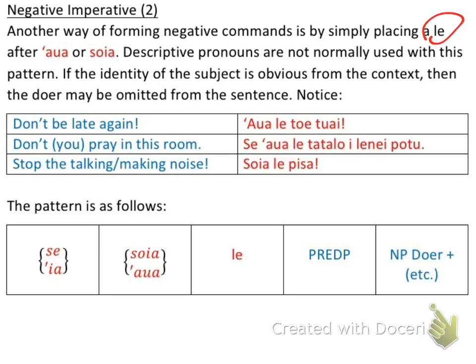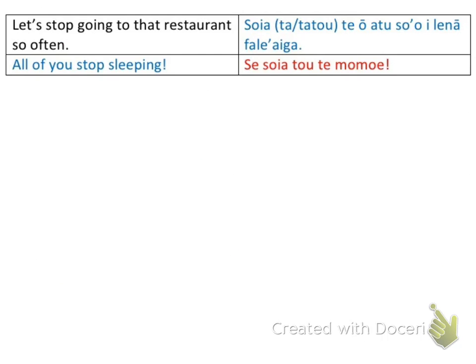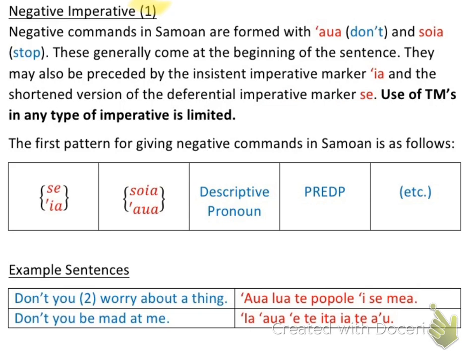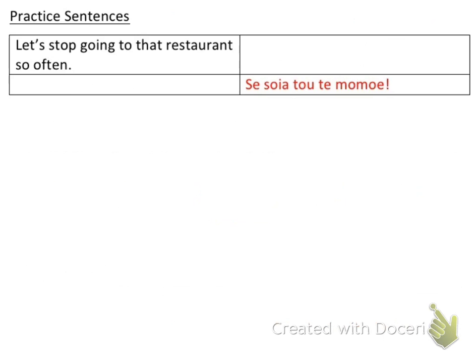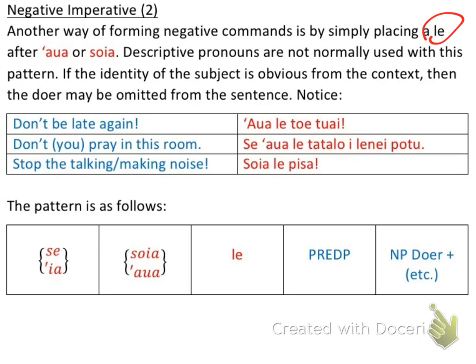So this is the difference with negative imperatives 1 and 2. The first one I used descriptive pronouns, and there was no lay. And the second one I used emphatic pronouns and I have a lay. So that's one pattern that you need to recognize. And so let's just go over a couple other things.